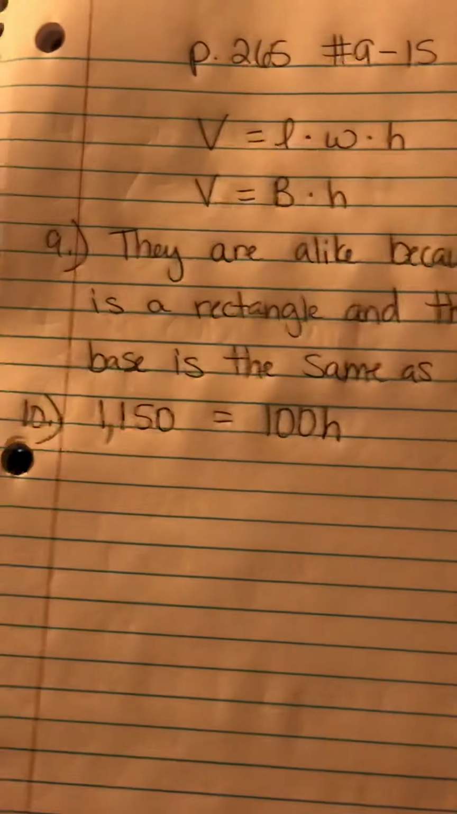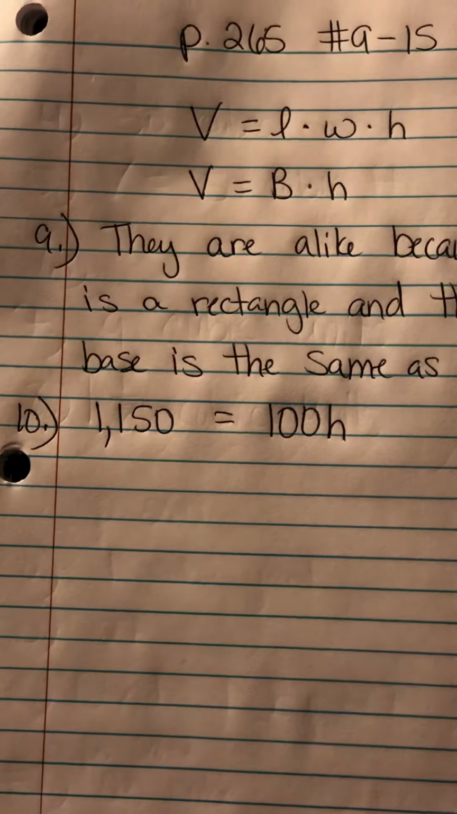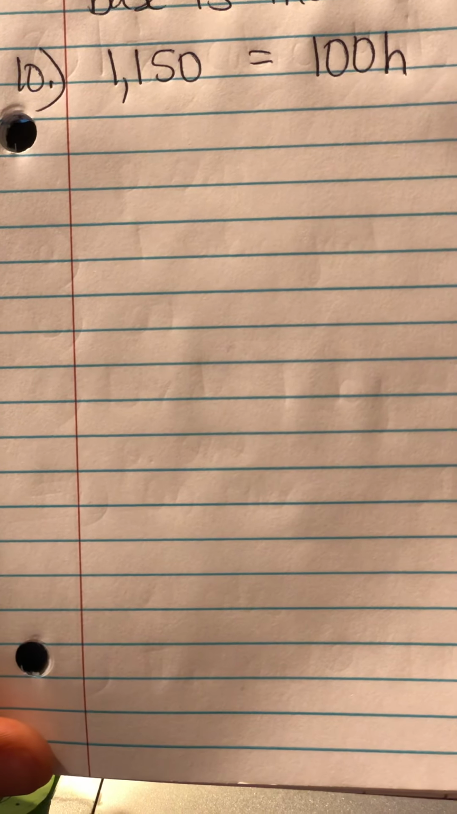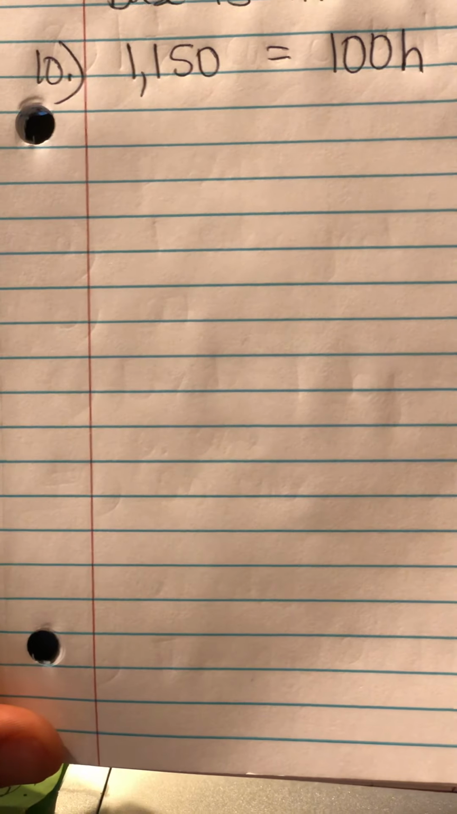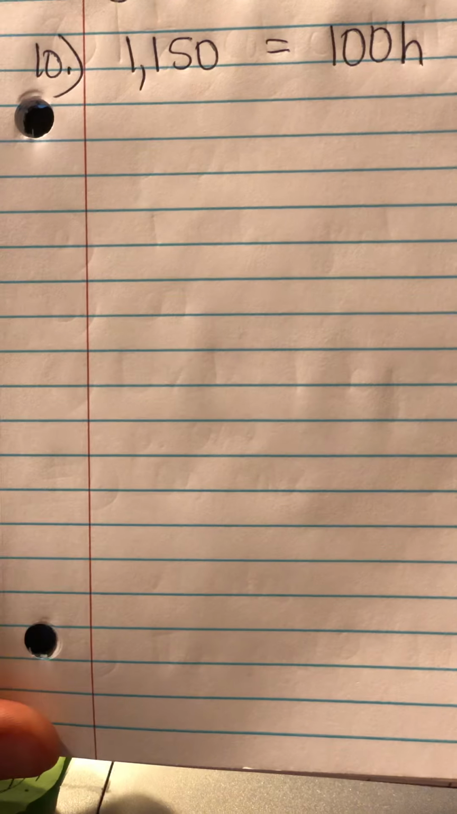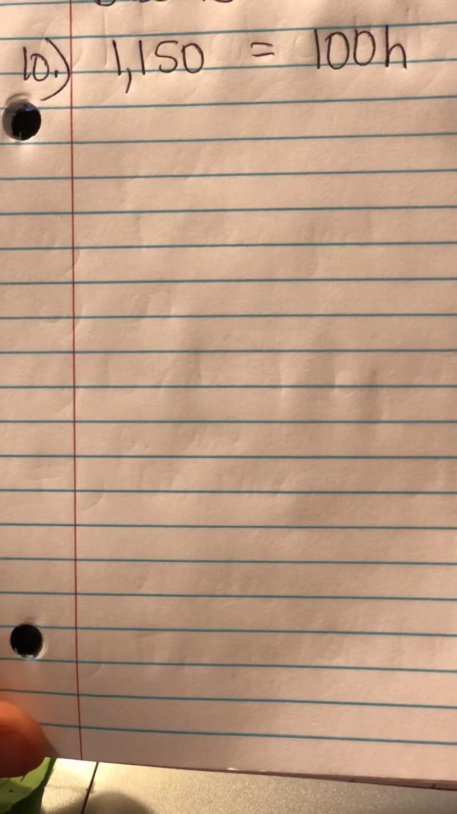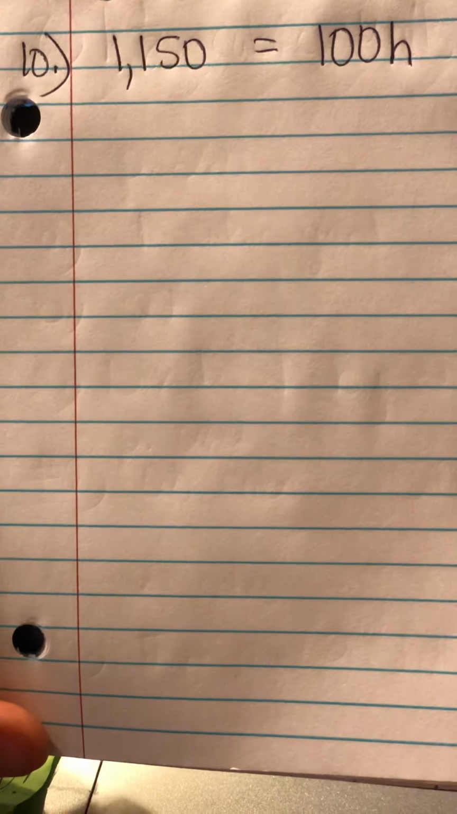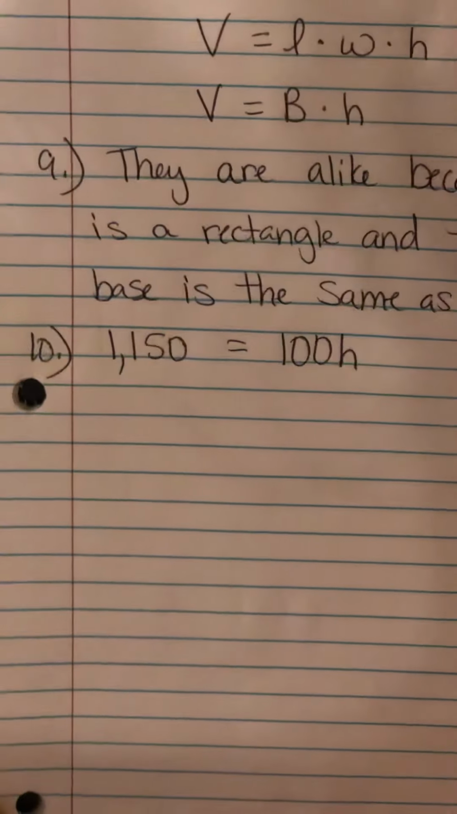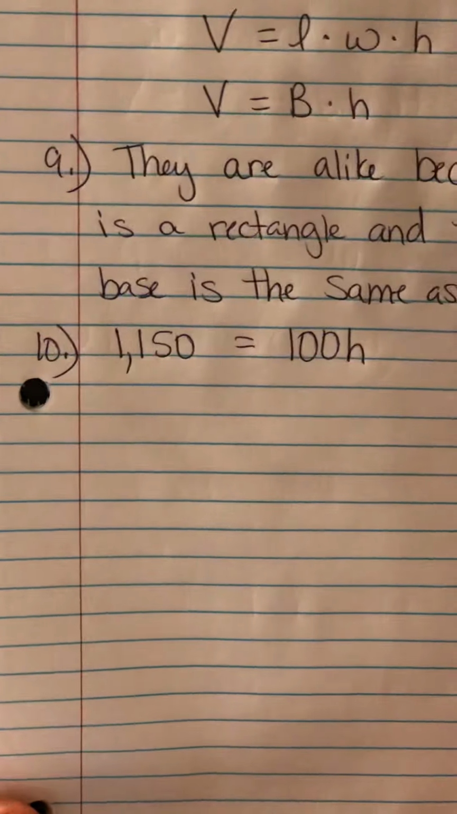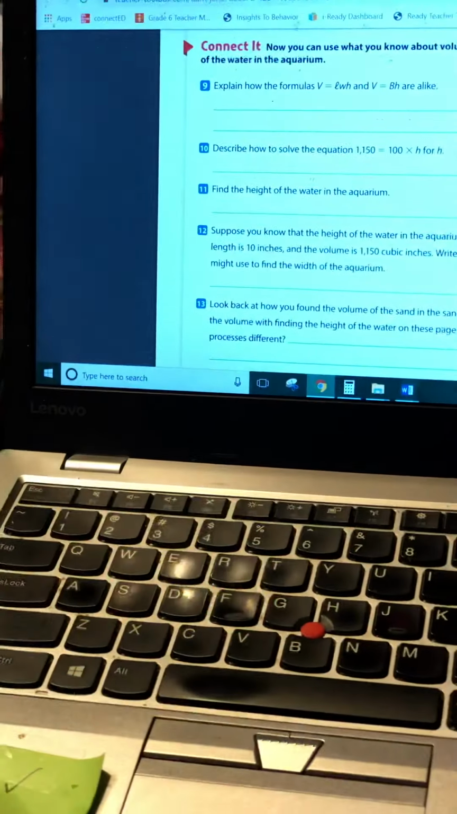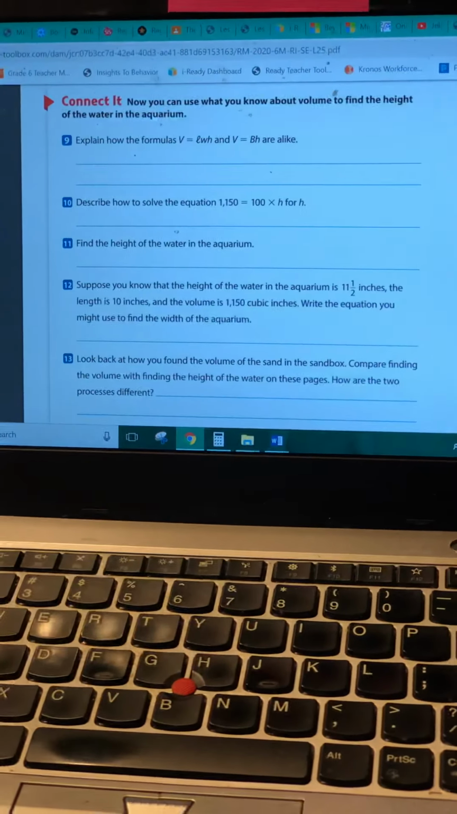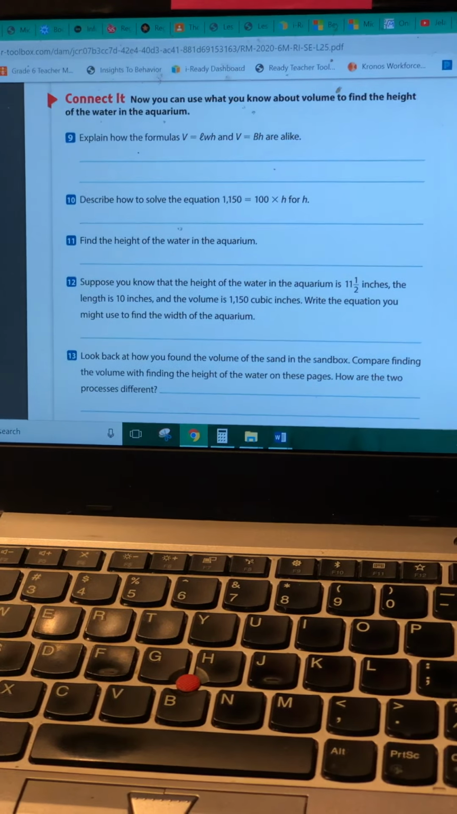Okay, so this is what that means. It means 1150 equals 100H. And 100H is the same as 100 times the height. Okay, so in order to find out what the height is, I need to divide by 100 on both sides. That is correct. I was just hoping that you guys would kind of chime in on your end as I'm working through this with you, okay? So I'm going to divide by 100 on both sides.